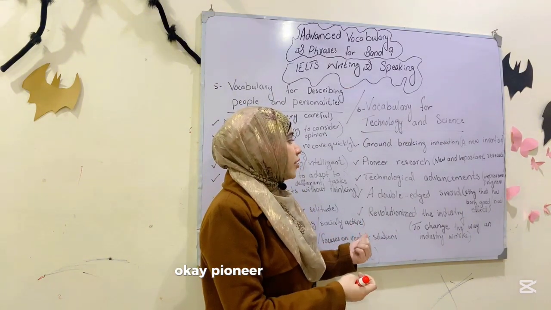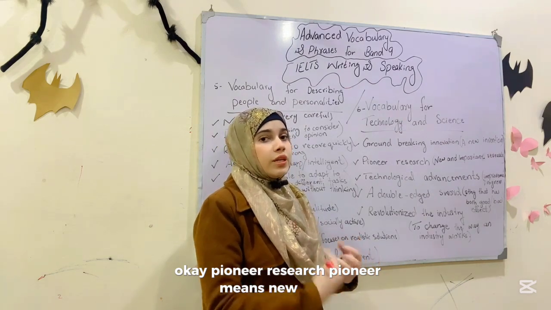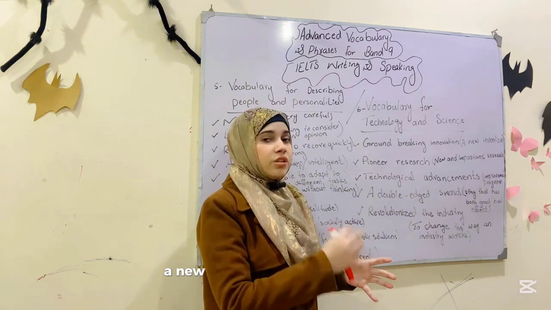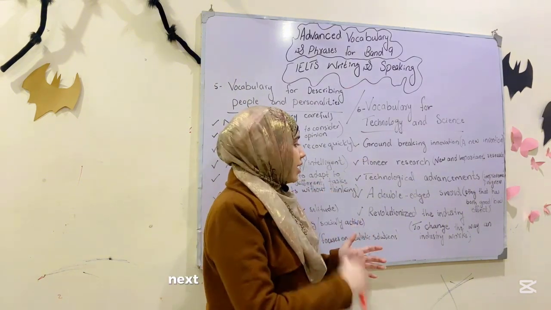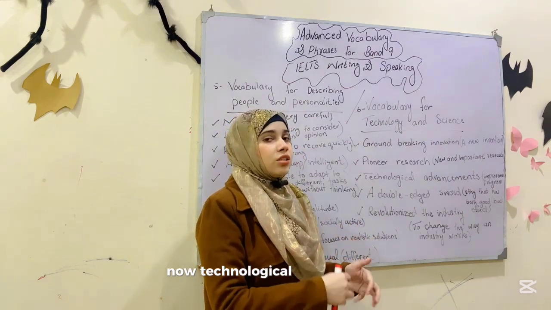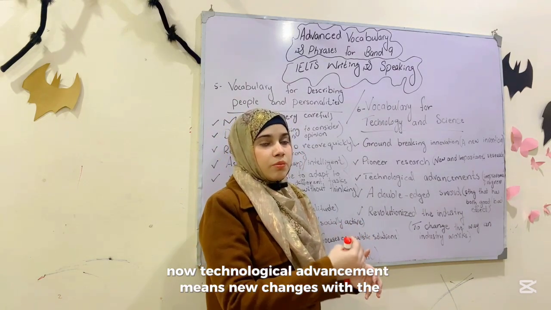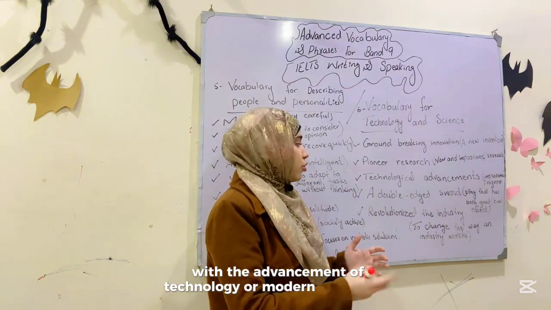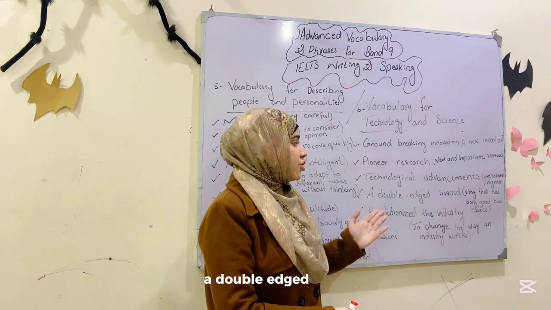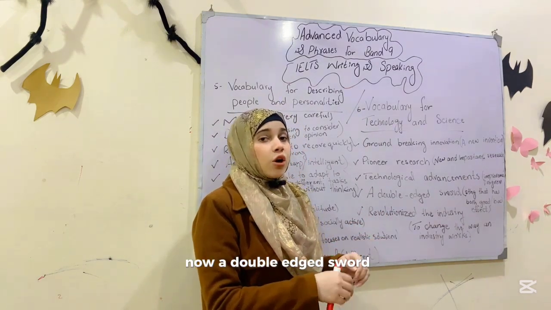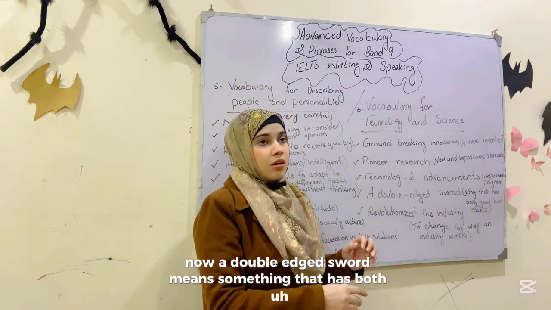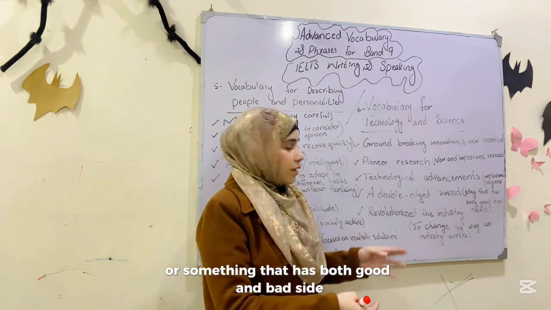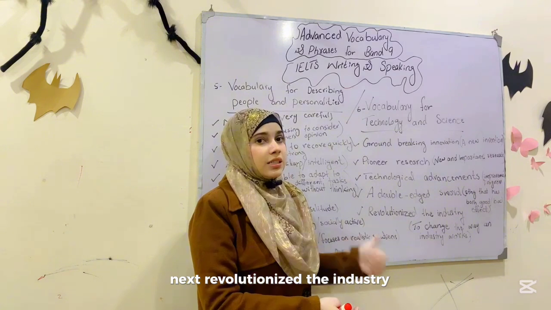Okay. Pioneer research. Pioneer means new, latest. So, this means new and important research, a new research that is of supreme importance. Next, technological advancement. Now, technological advancement means new changes with the advancement of technology or modern technology. A double-edged sword. A double-edged sword means something that has both advantages and disadvantages, or something that has both good and bad sides.